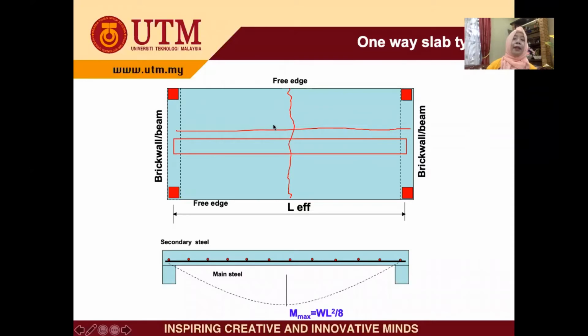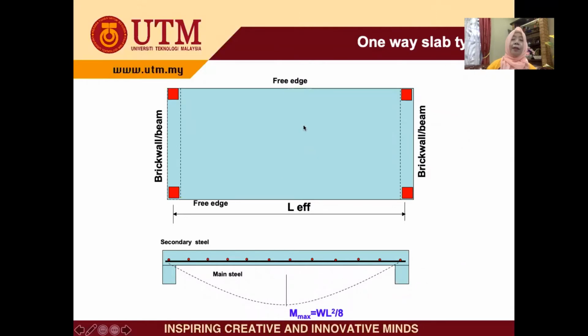So before designing a slab, you need to imagine where the cracking is, the pattern of cracking, and whether it is a one-way slab or a two-way slab.